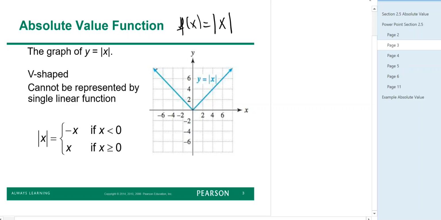And basically, it's formed of two lines. So if you look at absolute value of x on this side, from negative infinity to 0, you see that it's this line, negative x, which is just a line with slope -1 and y-intercept 0. And then from x greater than or equal to 0, it's the line y equals x, which is just a line with slope 1 and y-intercept 0.